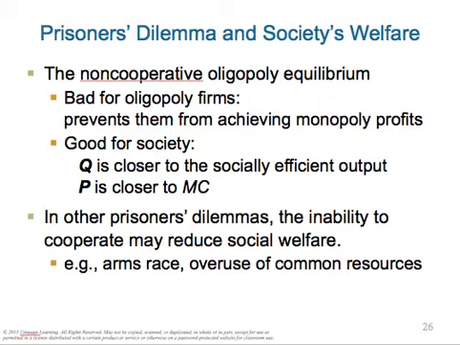Now, for the good of society, non-cooperative oligopolies are good for society in that quantity is closer to a socially efficient output. So in the cell phone example, it was great that they wanted to cheat on each other because it put 20 extra units of cell phones on the market. And that means there was more quantity, which means the price is closer to marginal cost, which means price is lower. Now, in other prisoner's dilemmas, the inability to cooperate may reduce social welfare.